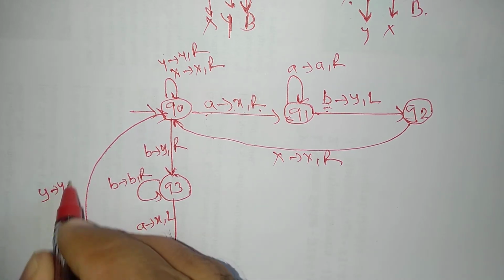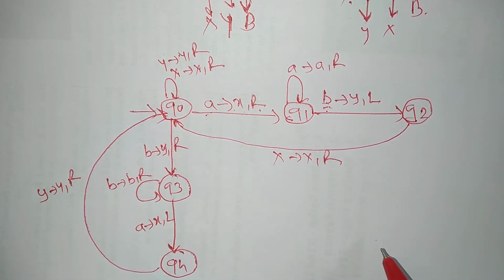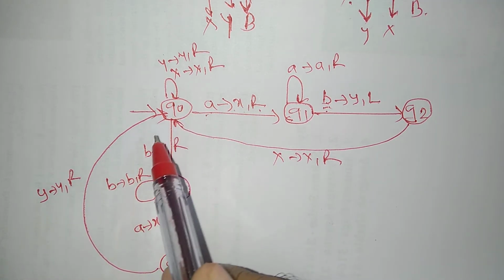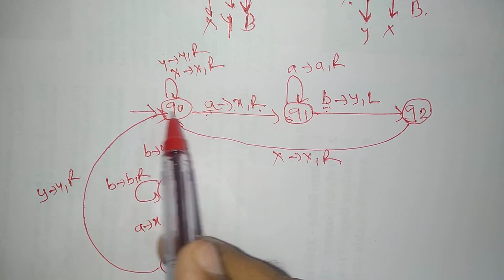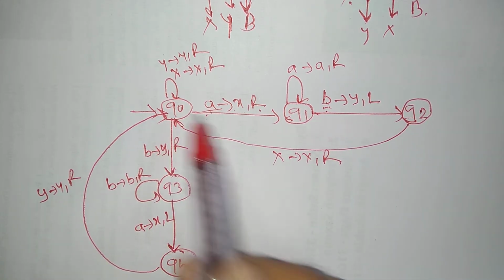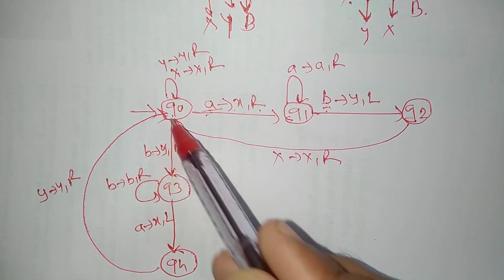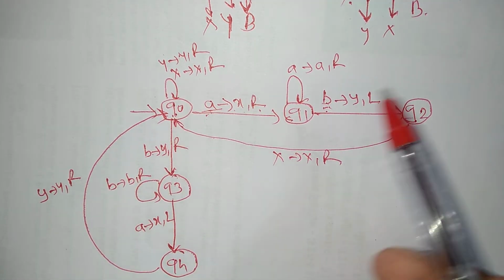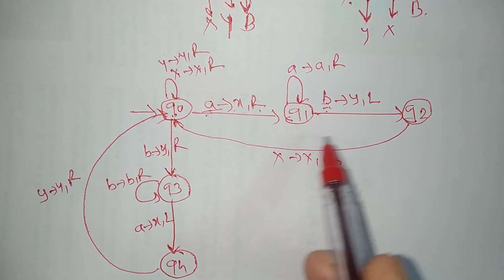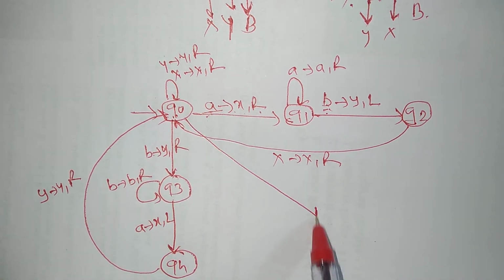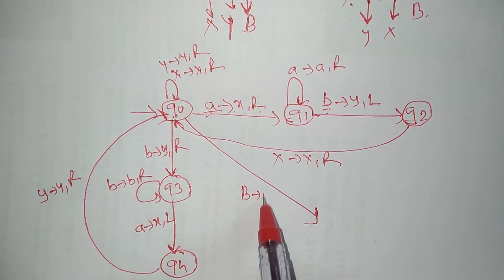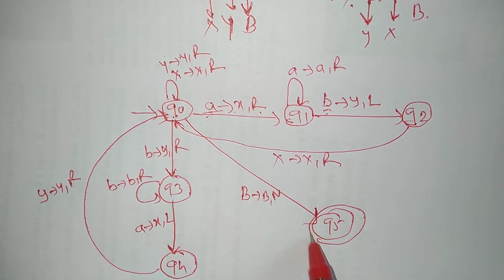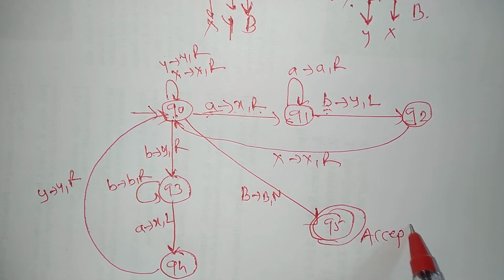As soon as Y comes, go to the right side. So this part will occur if the string starts with A. If the string starts with B, it will be performed in this other part. Now where do we have to stop? We have to stop at blank. That means whenever blank comes, it will be replaced with blank, no move. This will be the state Q5, the accepting state.